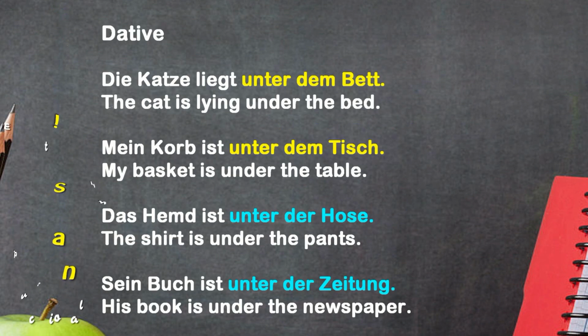In dative, die Katze liegt unter dem Bett. The cat is lying under the bed. Mein Korb ist unter dem Tisch. My basket is under the table. Das Hemd ist unter der Hose. The skirt is under the pants. And sein Buch ist unter der Zeitung. His book is under the newspaper.